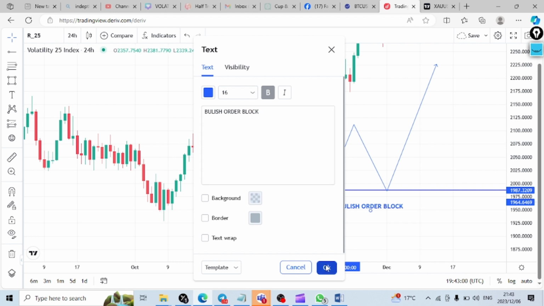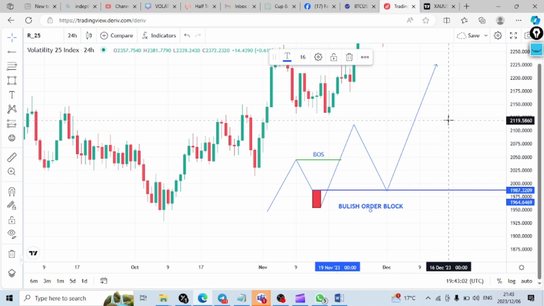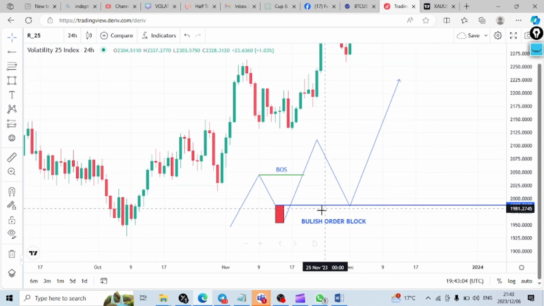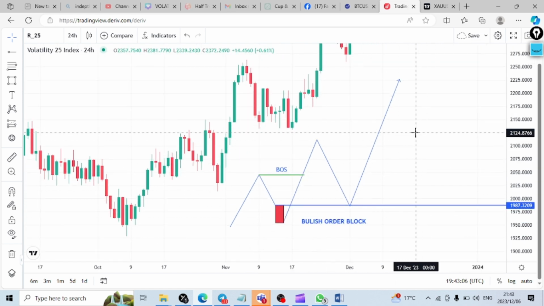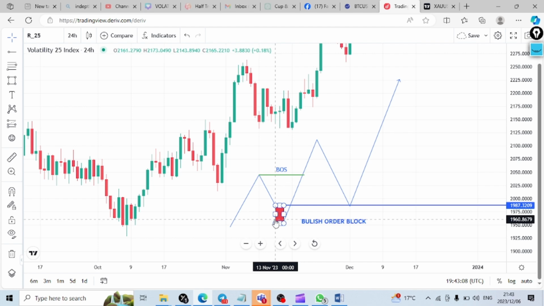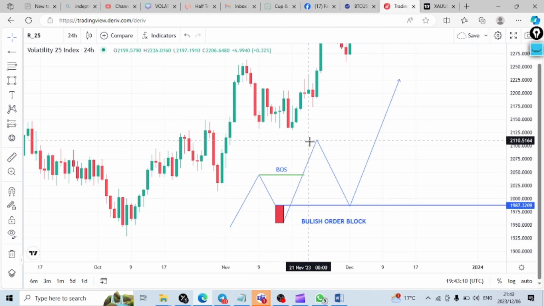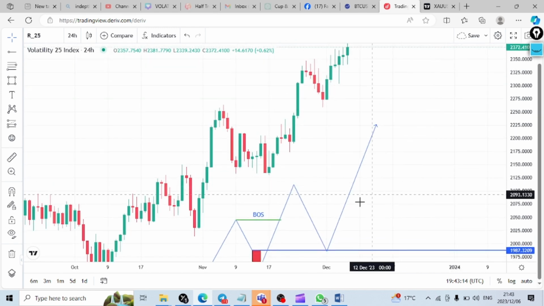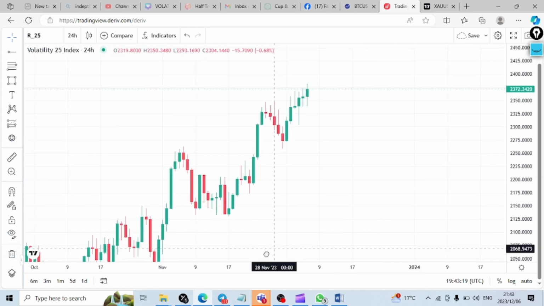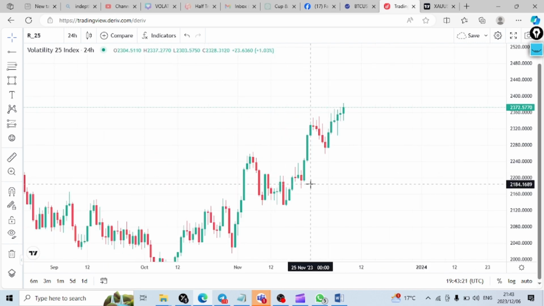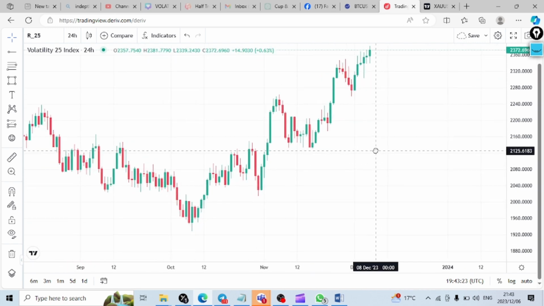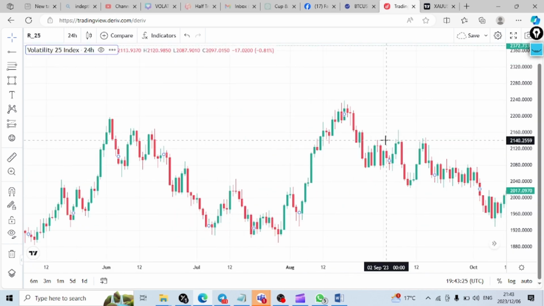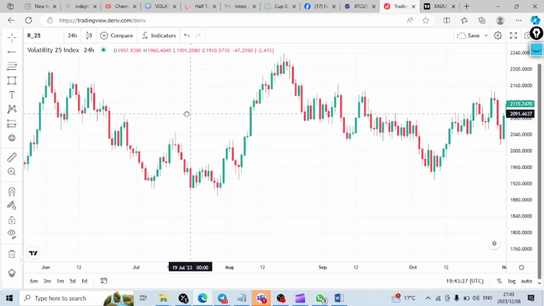And in most cases, price will continue to move like this. So if you can understand this, you'll be good to go. The last red candle before the price starts to move upwards is what we call a bullish order block. Okay, let's quickly look for an example, the last one, then we call it a day. I want an example of a bullish order block.